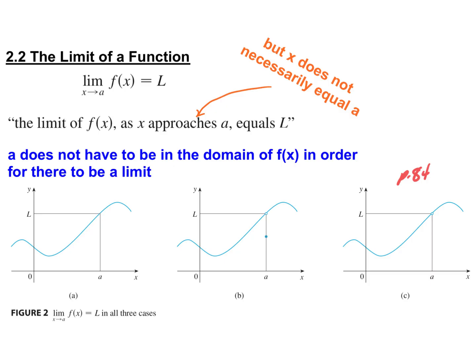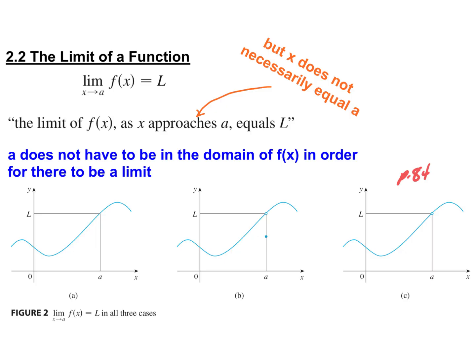This x does not necessarily have to equal a. In fact, a doesn't even have to be in the domain. It can approach some number that's not in the domain. When things like that happen, for example, let's say x approached 0, but if you plug 0 into the function, it would make it undefined. That would be an example of how a number could not be in the domain. We would have to exclude it because it would make it undefined.